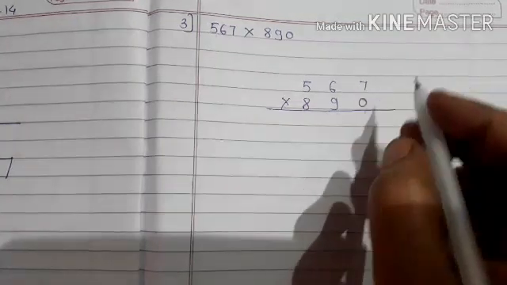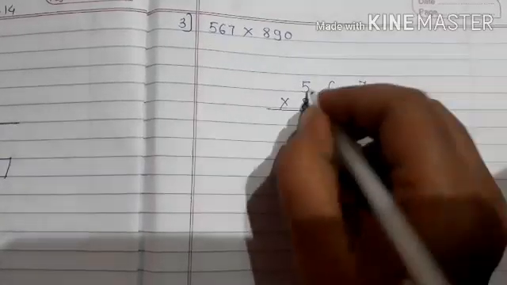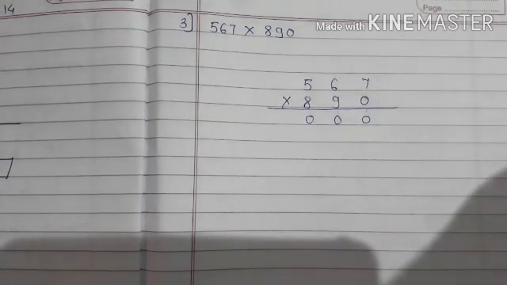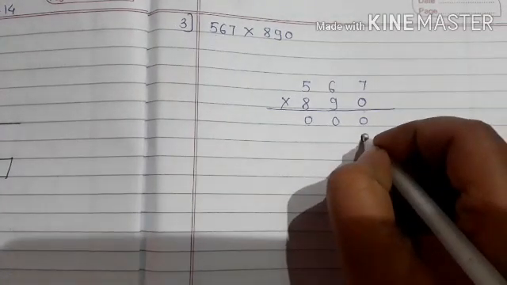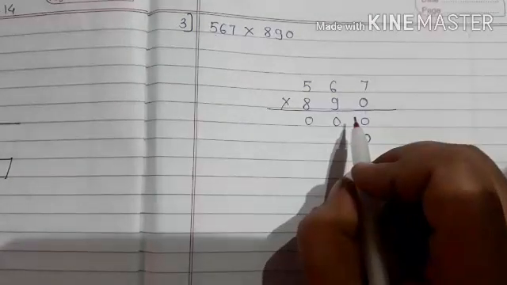So 0 into 7, 0. 0 into 6, 0. 0 into 5, 0. Okay, so this first step is over. Now we have to go for the second step. So what is the rule? While we are going for the second step, we have to use 1 0 for the unit place. Then we have to start the multiplication.